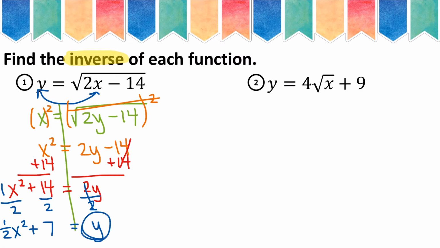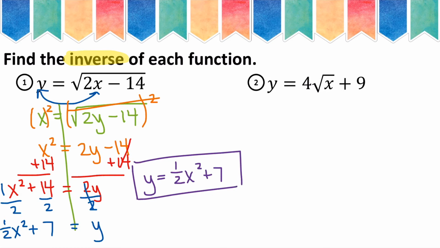And now that y is by itself, I am ready to write my final answer. Y equals 1/2 x squared plus 7. Now in the computer, you will need to type this: y equals 1/2 x, make the caret 2 plus 7.